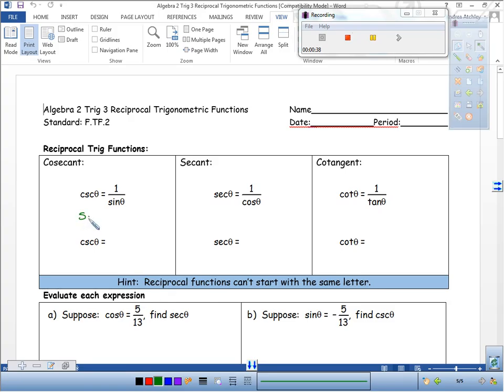So we know that sine equals, class, what is sine? What over what? Sine is opposite over hypotenuse. So cosecant is going to be hypotenuse over the opposite. Any questions over that?